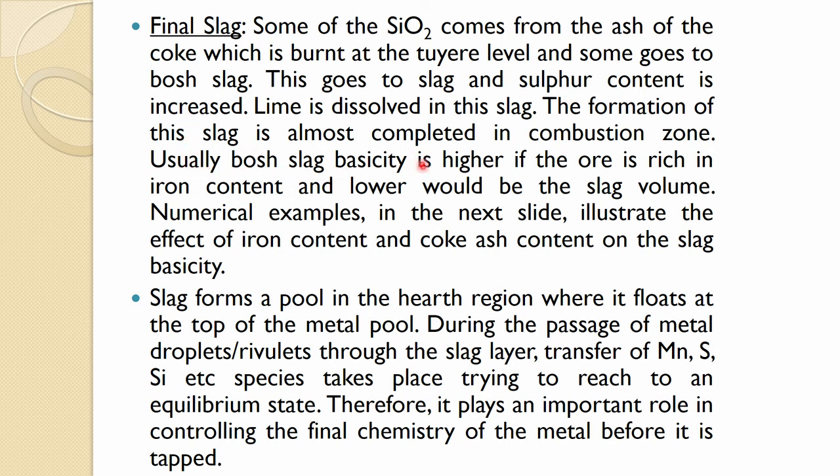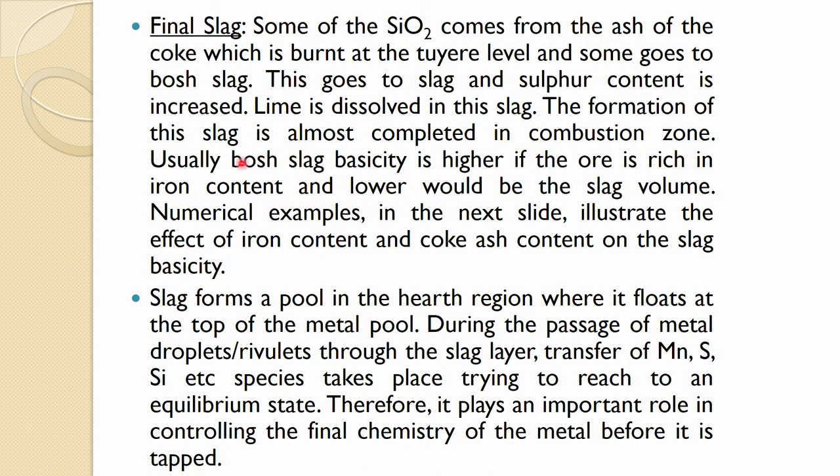Usually both slag basicity is higher if the ore is rich in iron content, and lower would be the slag volume. Usually the ore is rich in iron content and has less SiO2 when coming from the cohesive zone region. So, your basicity in both regions is usually high, but more SiO2 comes later from the ash, and that decreases the basicity. But because basicity is high, the slag volume is low, which is a good thing in the lower part of the blast furnace.